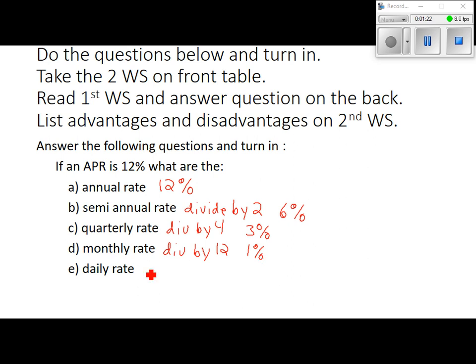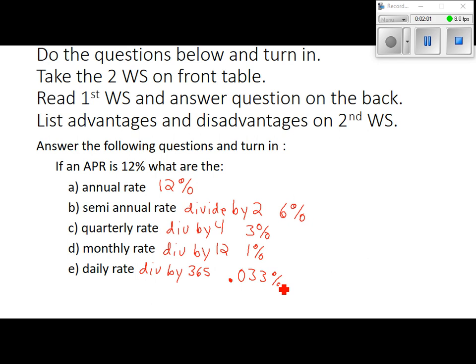Daily rate, what do we divide by? Divide by 365. Somebody help me out, this one was a little harder. 0.033. Everybody agree with that? Somebody do it on their calculator real quick, let's make sure. What's it come out to be? 0.033. It technically comes up to 0.0328, but close enough.